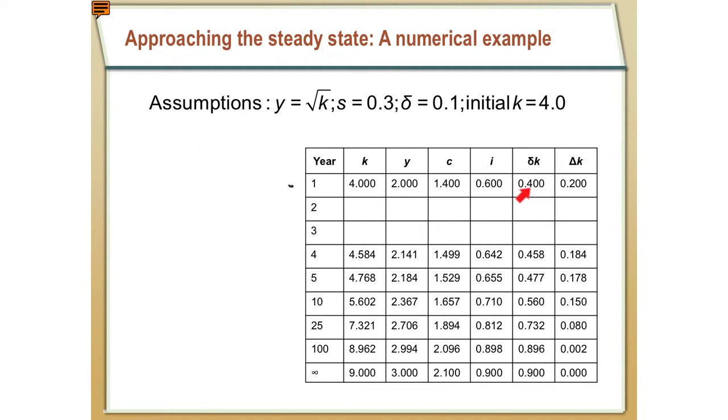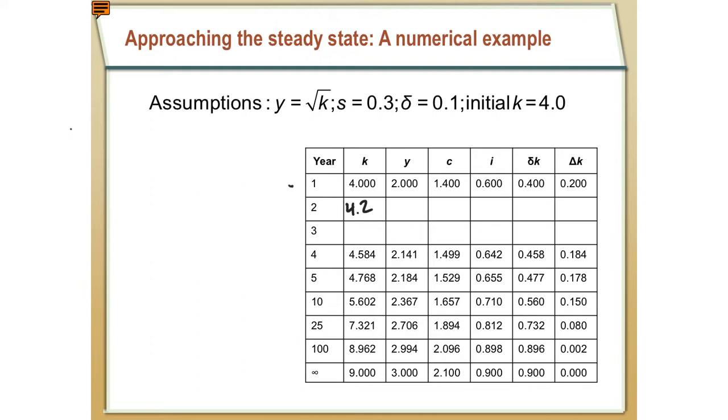How much is it going to grow by? The difference between these two things. So I minus delta K gives us 0.2. This is, again, the change in capital stock. If we go to year 2 now, we can start filling in some of these things. Year 2, this is going to be 4, that's what we had in year 1. The net change is 0.2, so this is going to be 4.2 in year 2. It's the previous value of capital plus the delta K.